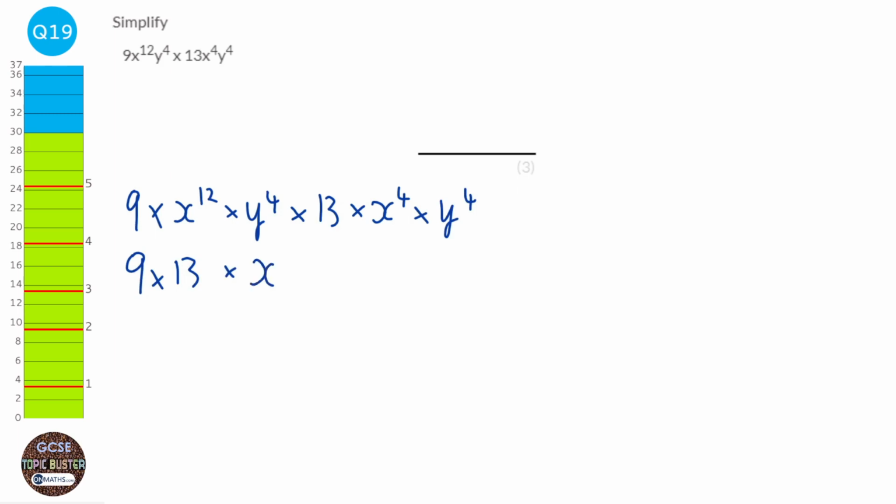I'm going to put the x's together, and I'm going to put the y's together. So, first thing to do is 9 times 13, which is just 117. Then we've got x to the power of 12 times x to the power 4. Now we know when we multiply two powers of the same base, and the base is x on both of those, we just add the powers. So it's 12 plus 4, which is 16. So it'll be x to the power of 16. And then y to the power 4 times y to the power 4, we just add them together, so it's y to the power of 8.